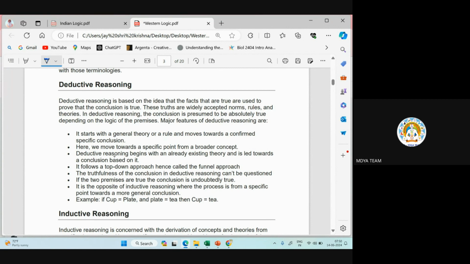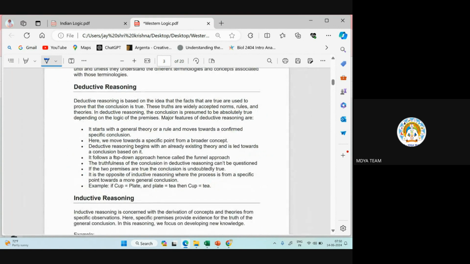Most of the things we already covered. It starts with a general theory or a rule and moves towards a confirmed specific conclusion. Here we move towards a specific point from a broader concept. Now see, the sun rises from the east every day. We are talking about every day. It's a very broad concept. And we are then coming to a particular point. Like today also the sun will rise from the east.